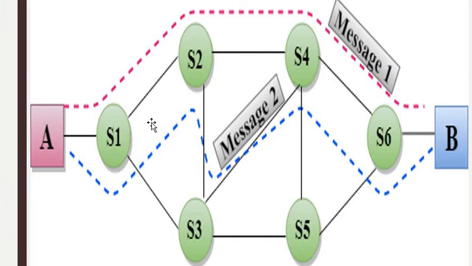So for message 1, if the sender sends message 1, then S1 will store the entire message on S1. After that, S1 will forward that message to S2. Again, S2 will store it for some time, then forward to S4, then S6 and to the final destination. So it is called the store and forward technique.